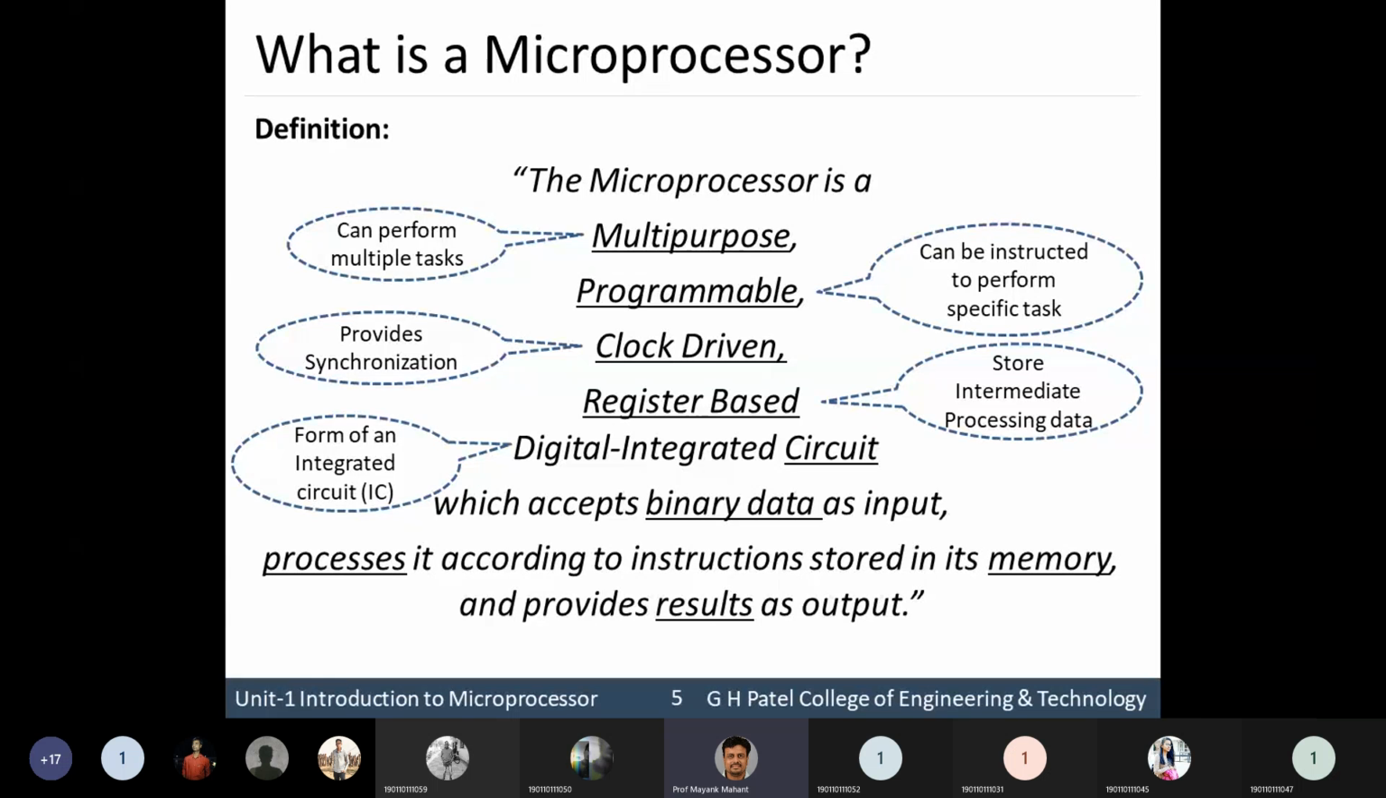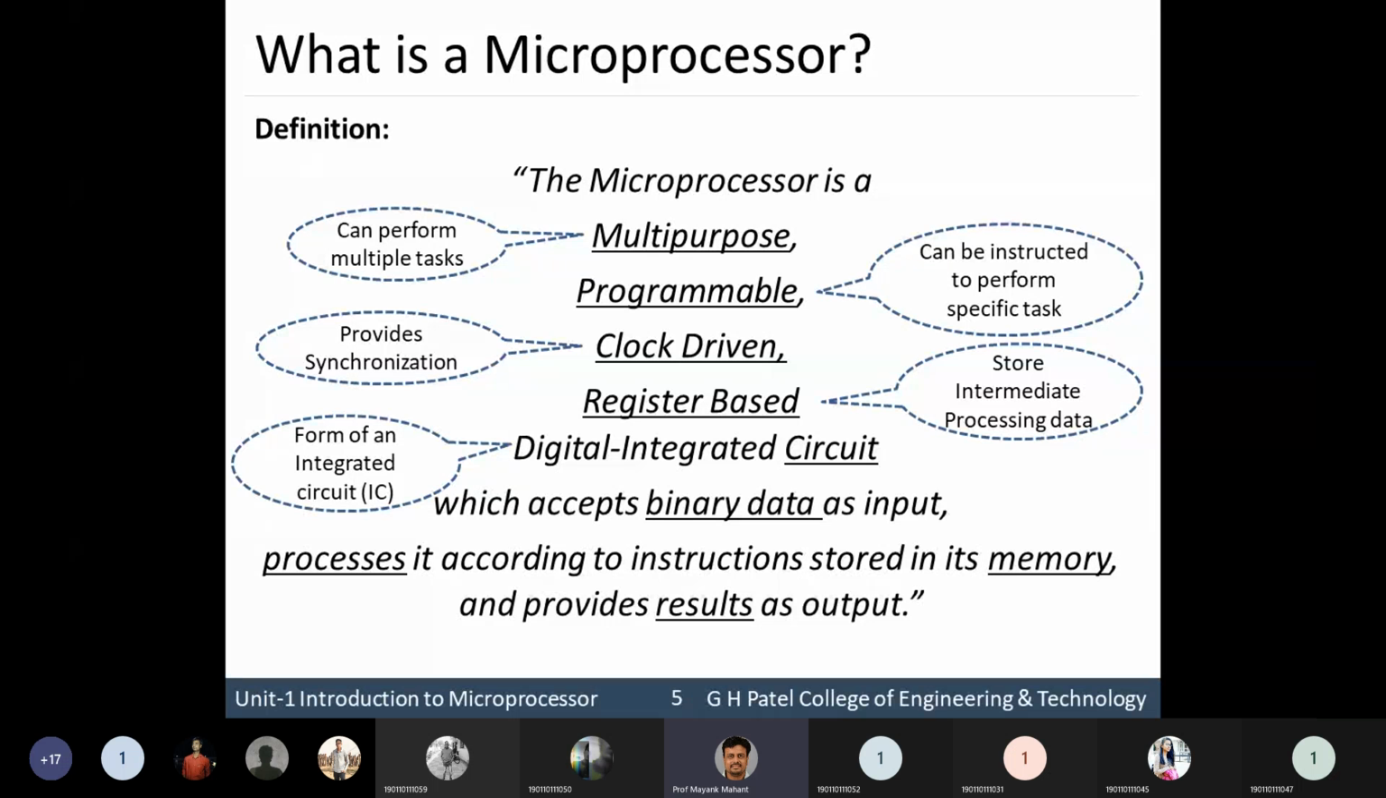So this microprocessor accepts binary data. This is why we go for conversion of decimal into binary, because a microprocessor will not understand decimal data. The data that can be understood by a microprocessor is always in the form of ones and zeros. So it accepts binary data and does basic processing in the form of arithmetic and logical operations, according to the instructions that you have stored.